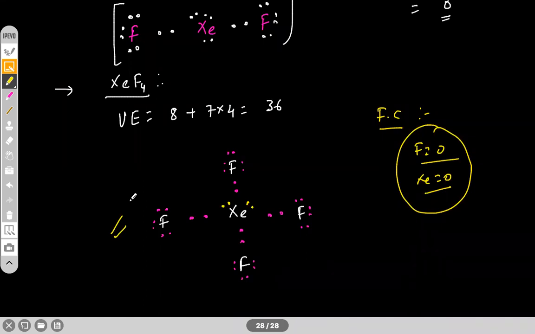Fine, we'll do some more examples on this in the next class, and then we'll continue with the other theory of bonding. Some more examples are required. Assignment I have given you already. Module questions you need to solve, redox and mole concept too.